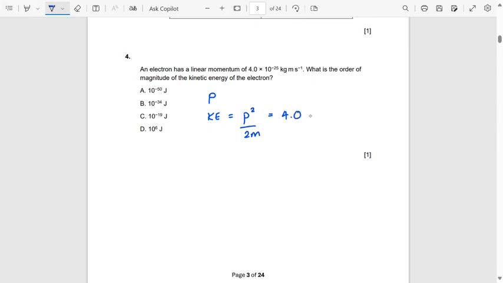So the momentum is 4.0 times 10 to the minus 25, and that is all squared. And then I'm going to divide it by 2 times the rest mass of an electron. You go to the constants in your data booklet, and it's there.